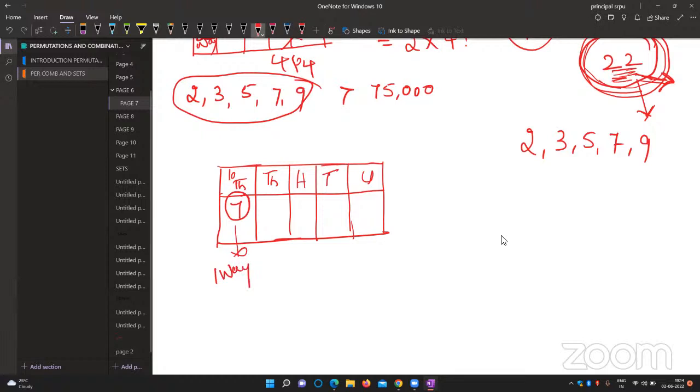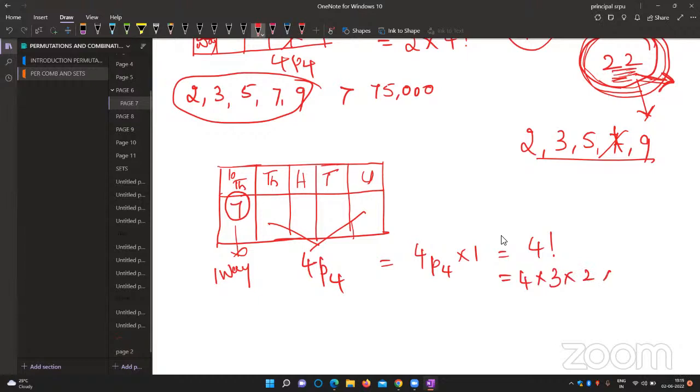This place can be filled by 7, and 7 is gone. Now the remaining 4 places we have to fill out of 4, that is 4P4 into 1, which is equal to 4 factorial. 4 into 3 into 2 into 1, 24. Look, this is a way you can identify.